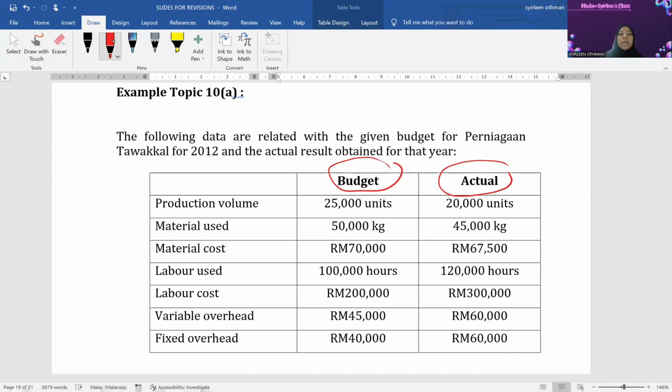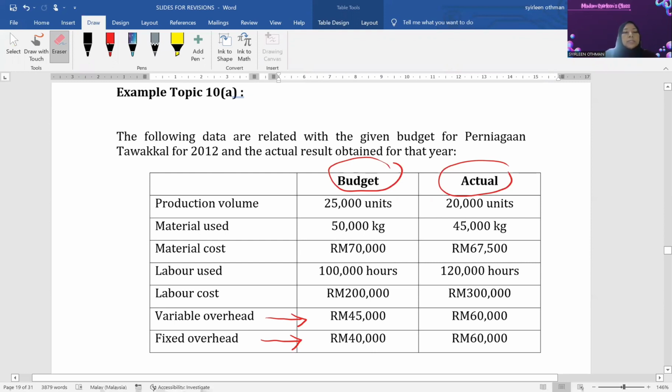But I can straight away use the variable overhead here and also the fixed overhead, because these are the actual overheads for variable and fixed. So I can straight away use these to answer the questions, by taking the figure and putting it into the matrix or into the formula given. And this is actually your actual figures.